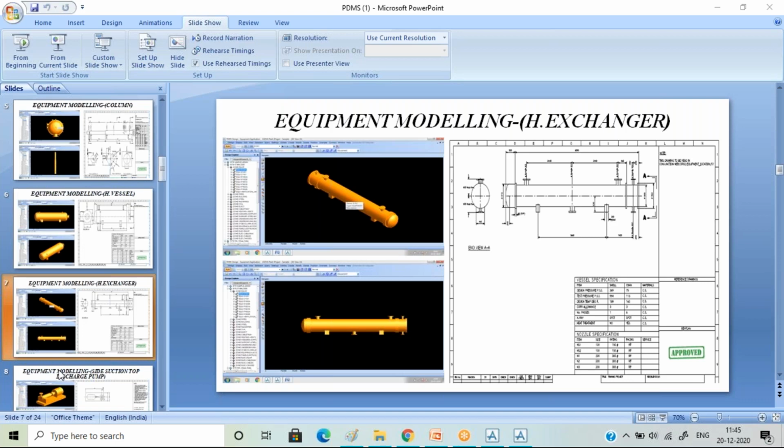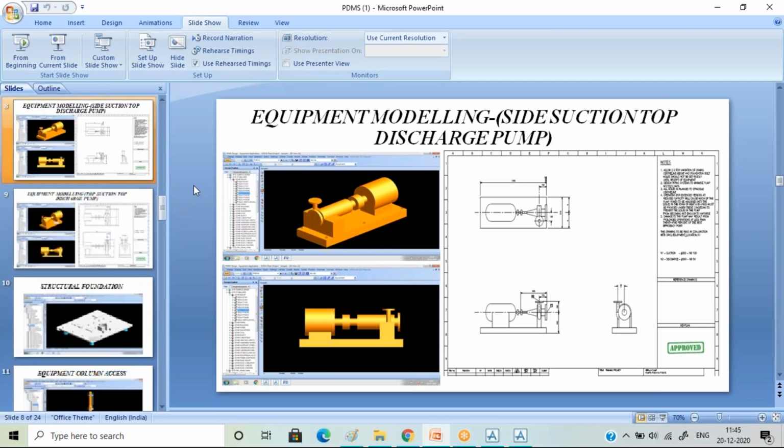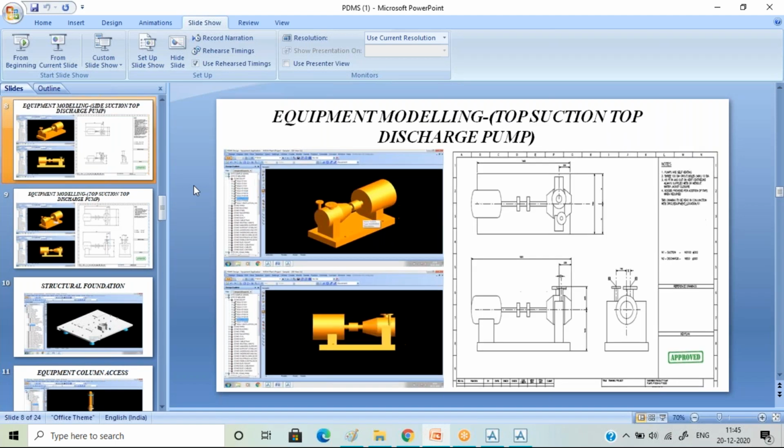Okay, and then obviously your pumps. This one is your side suction and top discharge pump. This one is side suction, top discharge, and this is a layout, and the same goes for this. I'll just quickly brief you through this. And this one is a top suction, top discharge. So you'll be modeling these pumps.